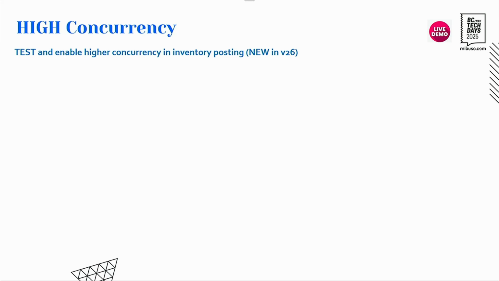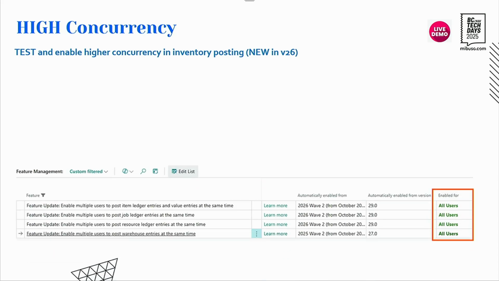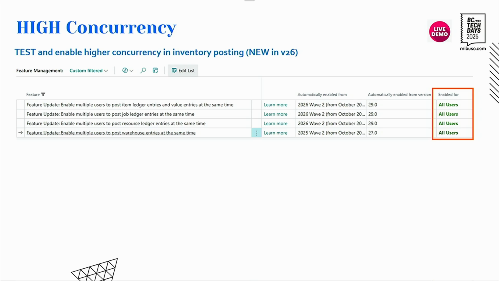Okay. Now, what has been done by Microsoft came in actually two waves. In version 25, these number sequences were introduced in the warehouse entries. So if you are in version 25, you can enable it, and we have enabled it, and it is working just fine. But in 26 comes the Armageddon. The Armageddon means that right now, even item ledger entry and value entry can use the number sequence.